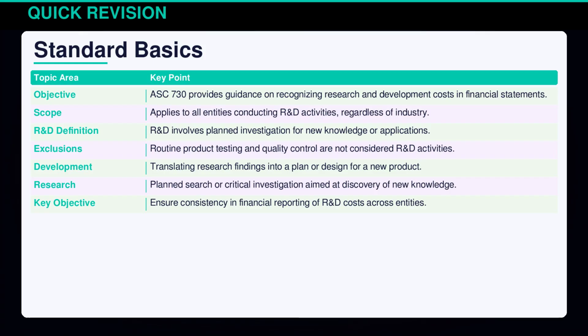ASC 730 addresses the financial treatment of R&D costs. It applies broadly, ensuring consistent reporting across industries. Key definitions distinguish between research and development phases. Routine testing isn't R&D. The objective is clear: guide entities in recognizing R&D expenses, improving financial statement comparability. Grasping these basics is essential for accurate application and compliance.